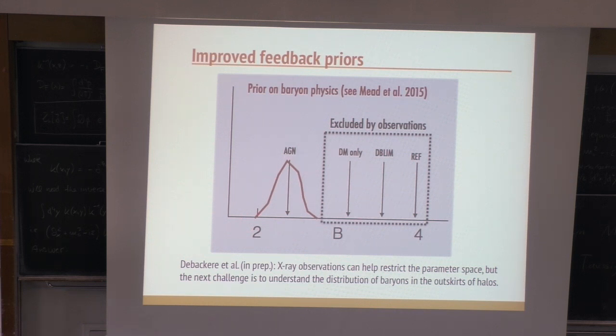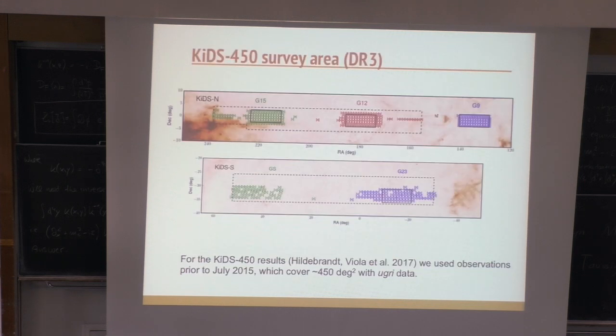And actually, Stijn de Bakker, a student with Joop Schaye and myself, has used X-ray observations, and he's shown already that you can restrict parameter space, so that's good news. But he also showed that the key challenge is to understand the gas distribution in the outskirts of clusters and groups, because that's where the biggest uncertainties occur, and that's still quite hard to measure. This is really work in progress, but it's quite encouraging that we're making progress in matching this.